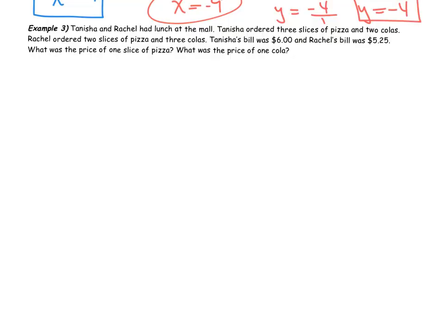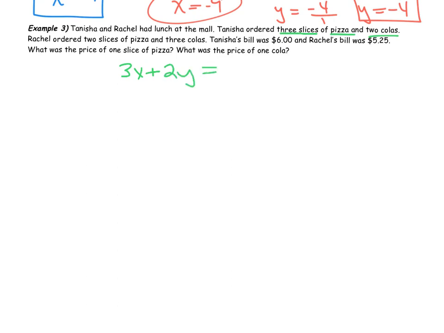All right, so we have Tanisha and Rachel had lunch at the mall. Tanisha ordered 3 slices of pizza. So I've got 3 slices of pizza, which I'll probably use as 3x, plus 2 colas.